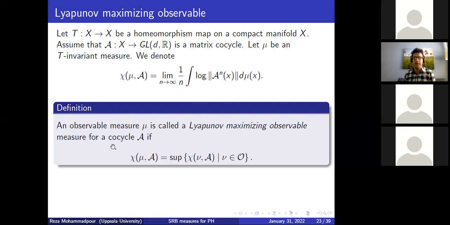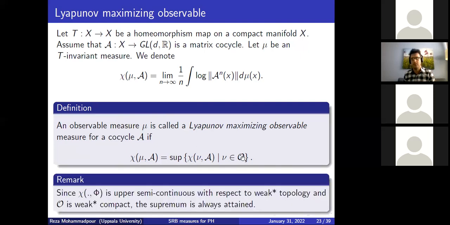for a cocycle A if the Lyapunov exponent with respect to this invariant measure equals the supremum of the Lyapunov exponent over the space of observable measures. But this supremum is always attained. It means that the Lyapunov maximizing observable measure exists. The reason is that this supremum is attained because the Lyapunov exponent is upper semi-continuous with respect to the weak star topology, and the set of observable measures O is weak star compact, so the supremum is always attained. So we know that this measure, the Lyapunov maximizing observable measure, always exists.